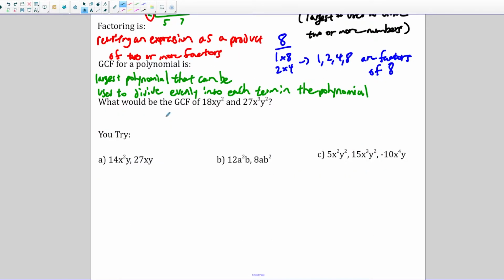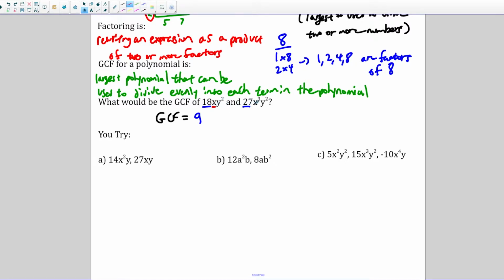So looking at this first example, what would be the GCF of 18xy squared and 27x cubed y squared? Well, the GCF in this case, we're going to start off by looking at the coefficient in each term here. So the coefficient 18 and 27, they have a GCF, or greatest common factor, of 9, because we know that 9 is the largest number that will divide evenly into both 18 and 27.